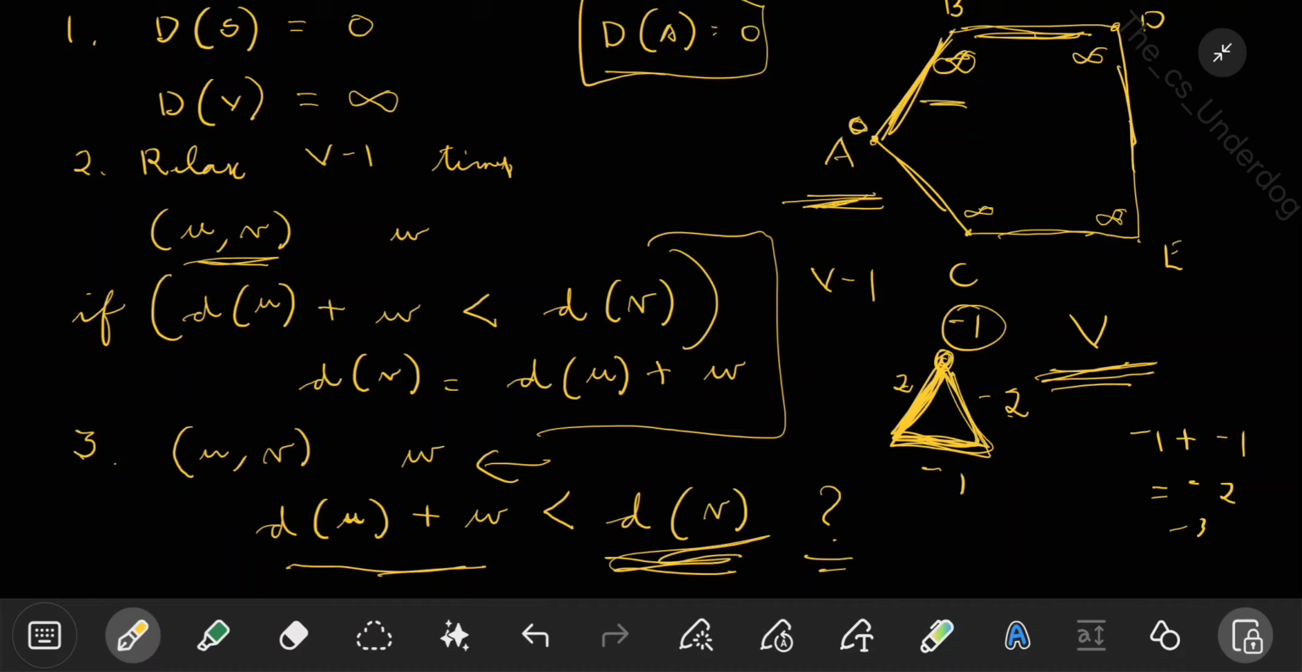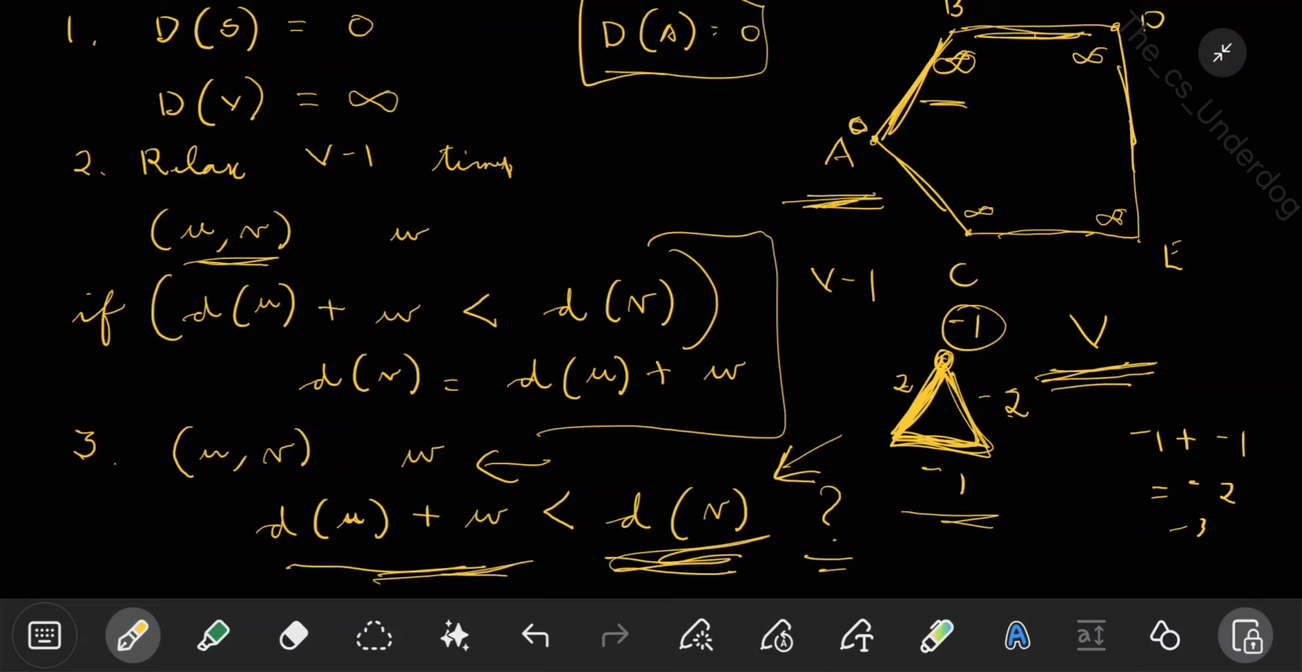This is why whenever there is a negative weight cycle, you will not be able to find the shortest path. So what will you do? In case of a negative weight cycle, you will just detect it. That is what you are doing here. If the Vth relaxation is giving you a shorter path, that means the graph has a negative weight cycle. If it has a negative weight cycle, you cannot find the shortest path.